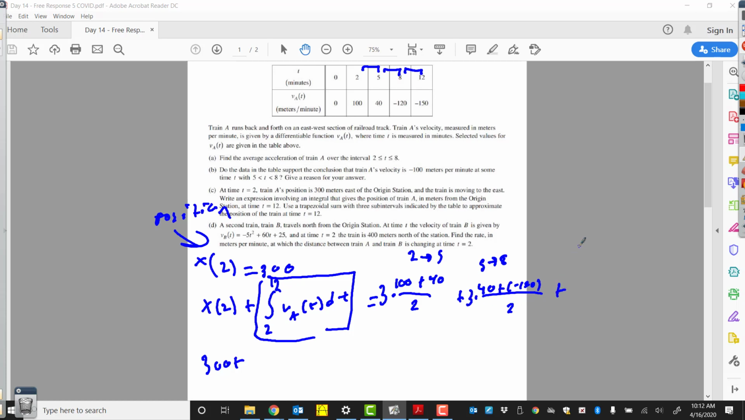And then for the last one, 8 to 12, multiplying by 4, this one is negative 120 plus negative 150 over 2. So that is going to be that little integral right there. That's our trapezoid. We're just making a trapezoid with each one of these. Okay? But now we have to actually solve it. And you will be asked to solve something like this.